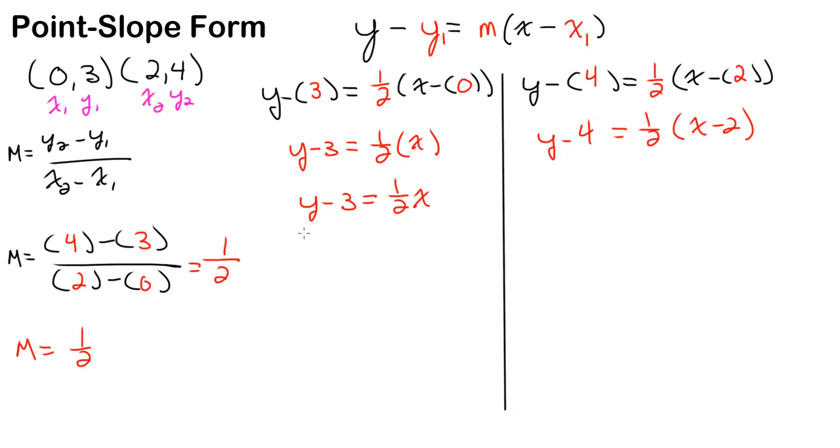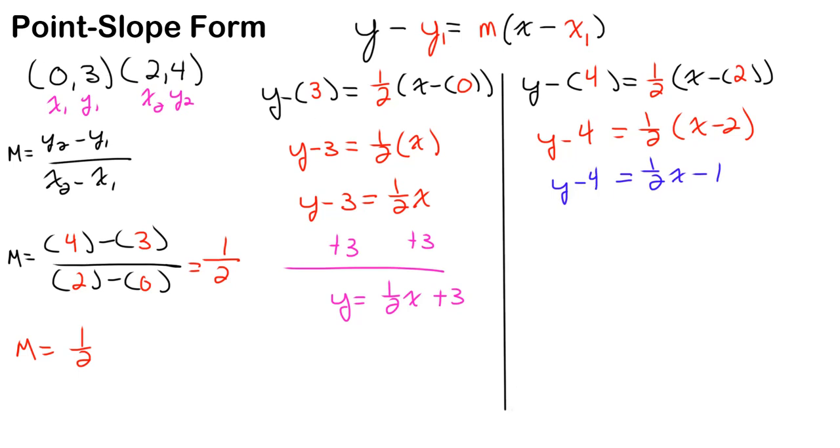And once again, I'm going to convert them to slope-intercept form just so that we can see that they are equivalent. Here, y minus 3 equals half x, I really just have one step to perform, and that is to add 3 to both sides. And I get the equation y equals half x plus 3. On the other side, I'm going to distribute. So half times x is half x, and half of -2 is -1. And now I need to add 4 to both sides.